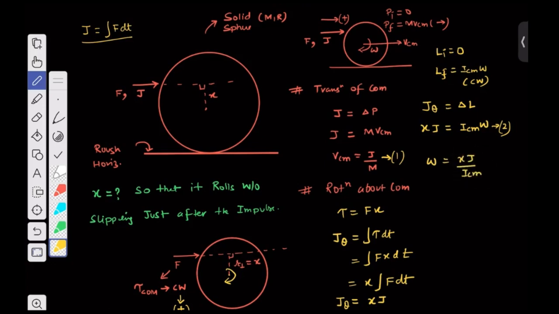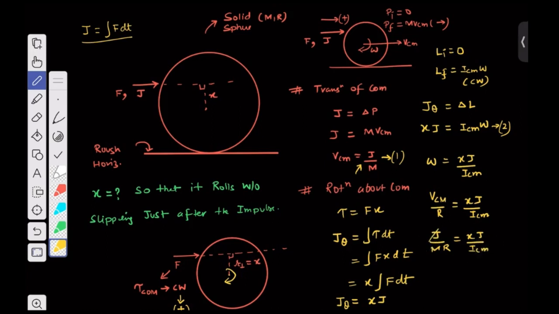And since they're asking us the value of x such that it rolls without slipping, in case it rolls without slipping, then VCM will be equal to R omega. Omega I can write down as VCM by R. So VCM by R will be xJ by ICM. And what is our VCM in terms of J? It is J by m. So it's going to become J by mR equals xJ by ICM.